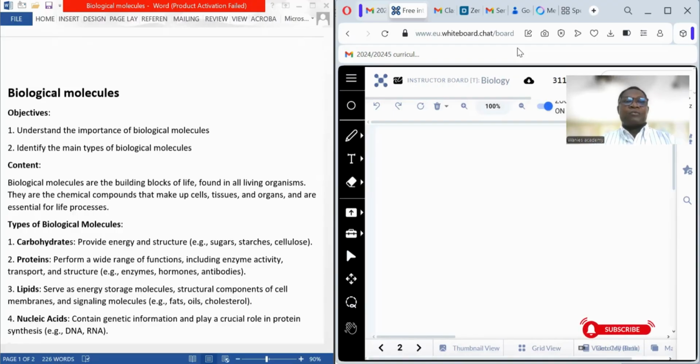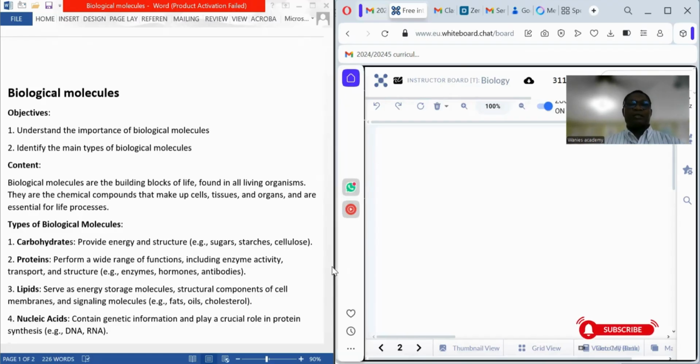We have four major types of biological molecules. They are basically made up of organic compounds, nitrogen, oxygen, carbon, and hydrogen. The four major types of biological molecules include carbohydrates, proteins, lipids, and nucleic acids.